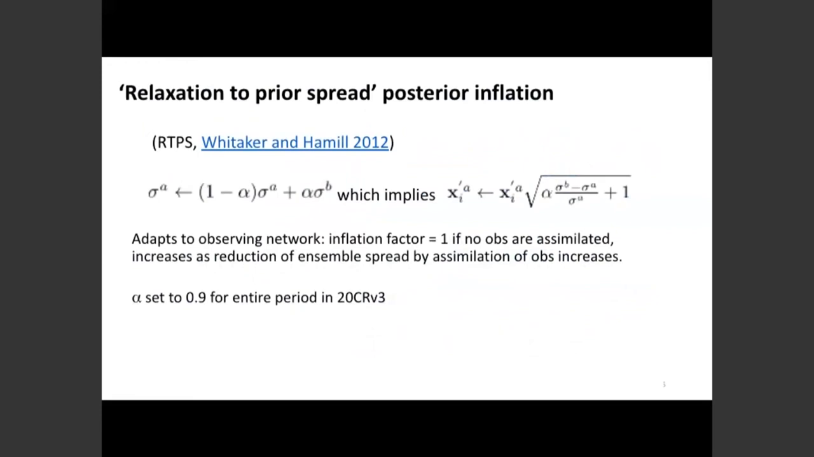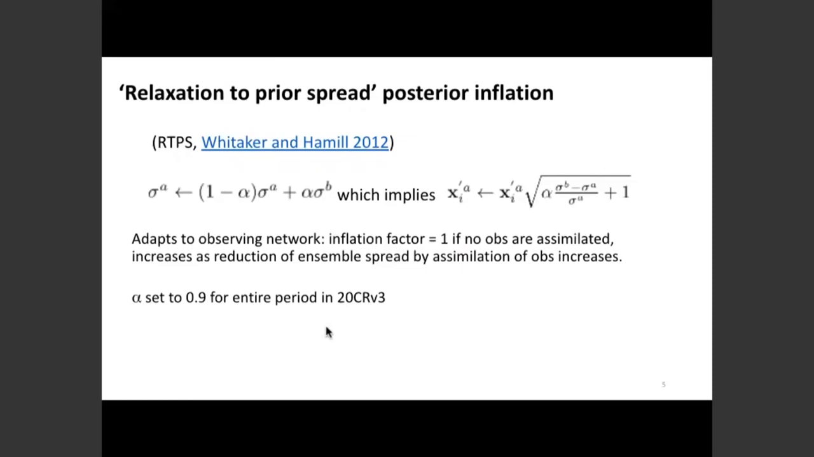So we started looking at methods for 20CR version 3 that would adapt for inflation, that would adapt to changes in the observing network. Jeff Anderson and his colleagues here at NCAR have developed Bayesian methods that you can use to estimate the inflation parameters as part of the data assimilation. And that's actually available in the DART system. We were concerned that applying that to this problem would run into issues, because we probably don't have enough observations in the early part of the record to accurately constrain the inflation parameter.